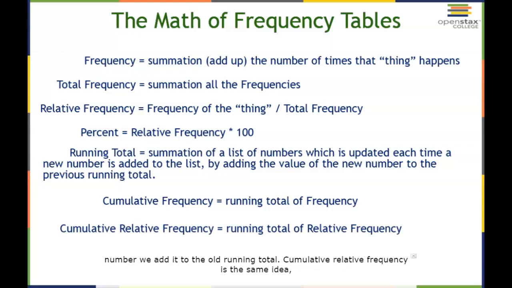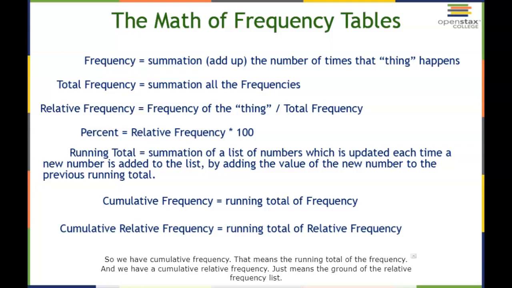Cumulative relative frequency is the same idea, but we do it on the relative frequency column of the table instead of the frequency. So we have cumulative frequency, that means the running total of the frequency, and we have cumulative relative frequency, which just means the running total of the relative frequency list.